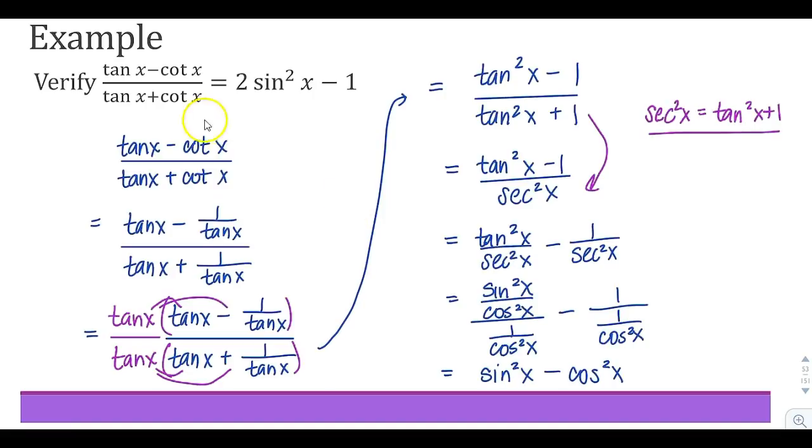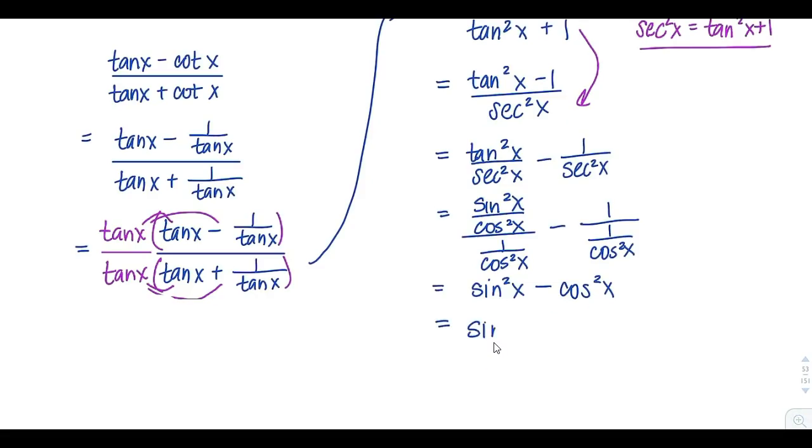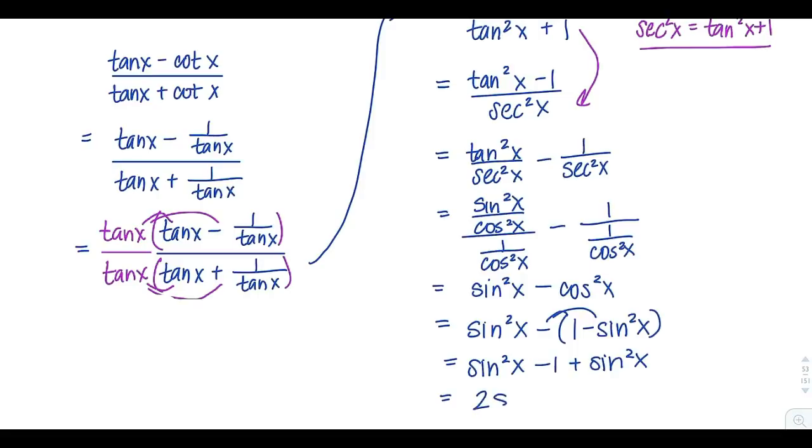So we are close, but not quite there. We're starting to see a sine squared x involved. The last step is going to be replacing this cosine squared x with a Pythagorean identity. So we're going to have to make a little space here. So this is equal to sine squared x minus cosine squared x, which is 1 minus sine squared x. And this negative will distribute, so I get sine squared x minus 1 plus sine squared x for a total of 2 copies of sine squared x minus 1.